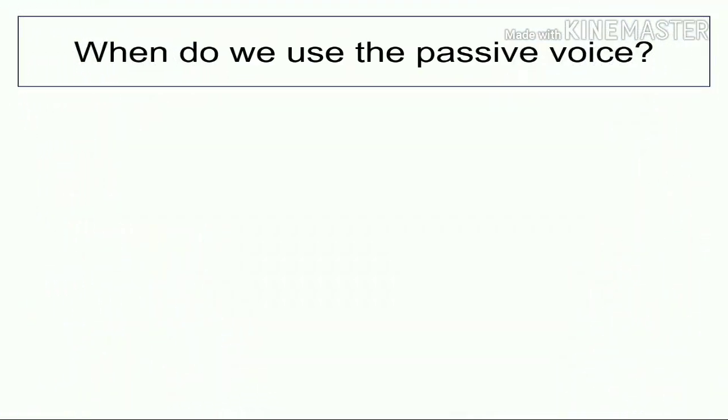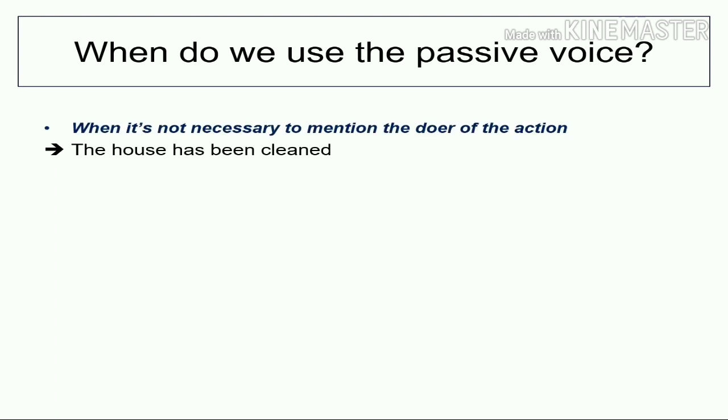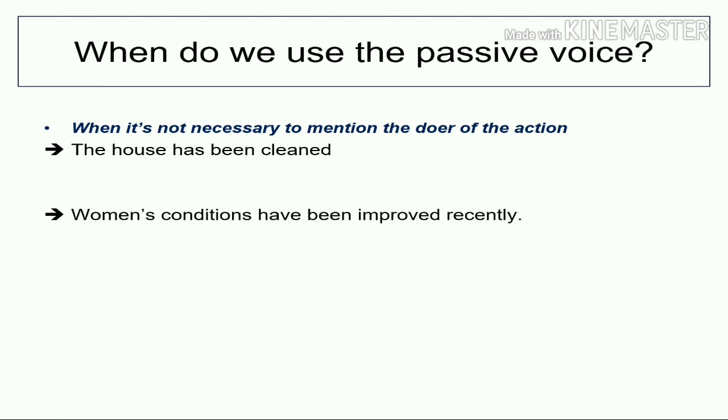Now, when do we use the passive voice? This is a very important question. Look at this example then. The house has been cleaned. Is it necessary to mention the person who has cleaned the house? Not really. So, with the house has been cleaned, it is very important to know that the house is now clean and that the action is done. That's why we use the passive voice when it is not necessary to mention the doer of the action.